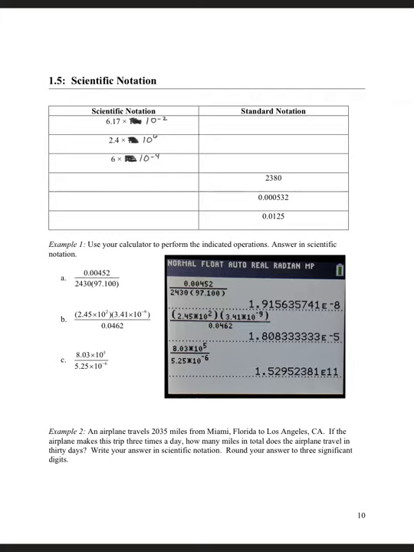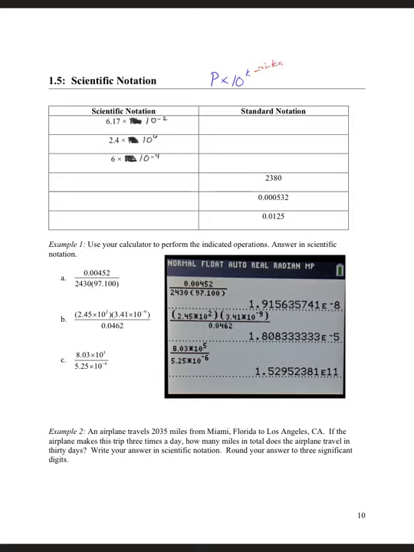Hello there, this is section 1.5 and it's all about scientific notation. Scientific notation is a way we can represent a number that has a lot of digits in a smaller way. The form we're going to be using is anything in the form of p times 10 to the k power. Now the k has to be a number that belongs to the set of the integers.